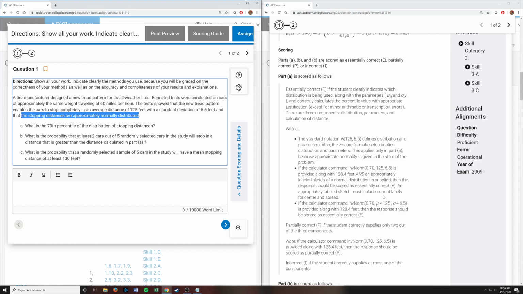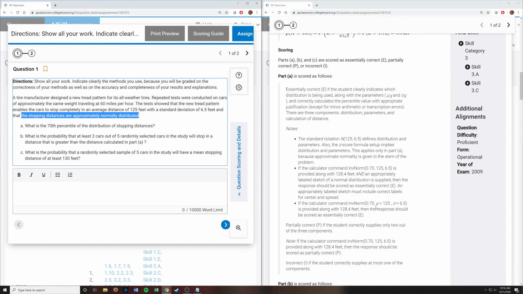And your curve must include correct labels for center and spread. I would go ahead and put 125 in the middle, and then actually count out 6.5 feet on each side for 3 standard deviations. So correctly label that as well.